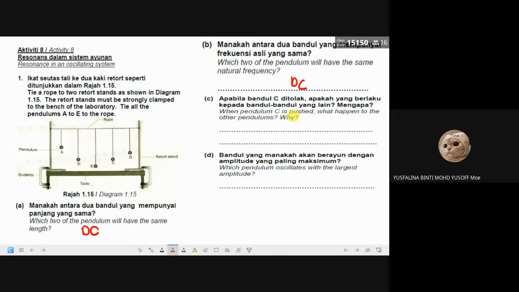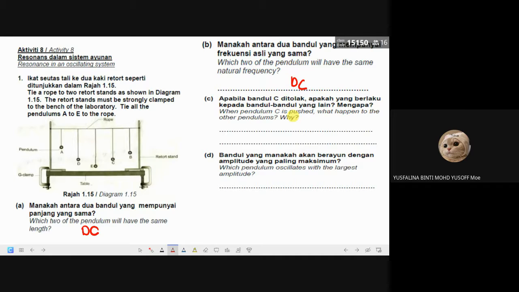That we call resonance. Your singing reaches the natural frequency of the glass, so the glass will break. That is called resonance. The same concept is used here. D and C have the same length, so they have the same natural frequency.